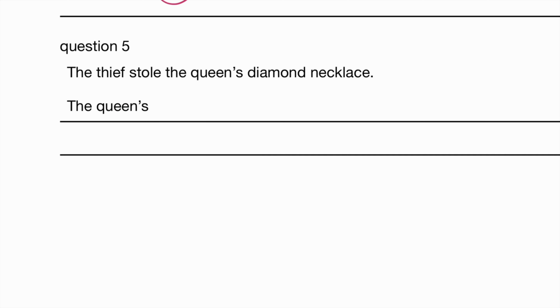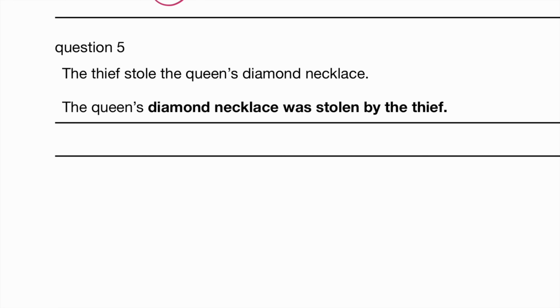The thief stole, that's in the past tense there, the Queen's diamond necklace. The Queen's diamond necklace was stolen by the thief.